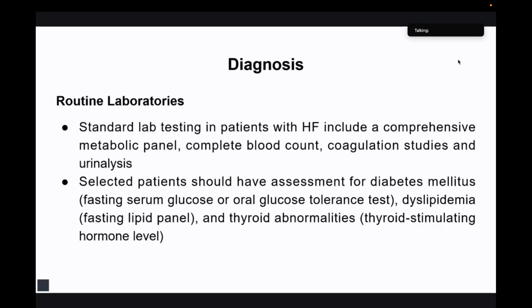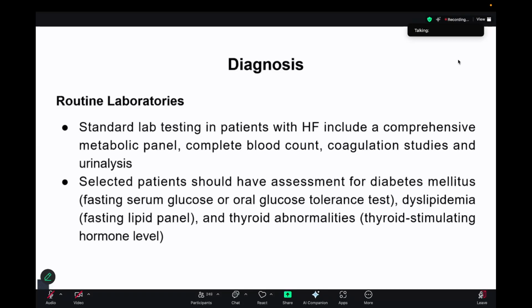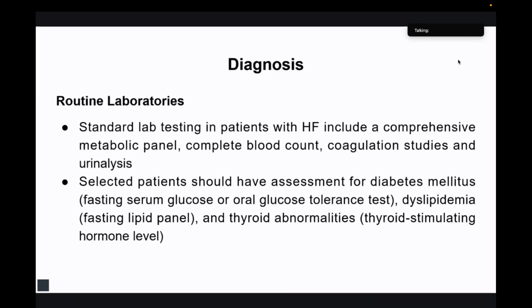So what are the tests involved in the diagnosis of heart failure? The diagnosis of heart failure is actually relatively straightforward when the patient presents with typical signs and symptoms. It is important to have a high index of suspicion for heart failure, especially in populations at increased risk, such as older patients, those with underlying cardiovascular disease, and those with known comorbidities such as hypertension, chronic kidney disease, and diabetes.